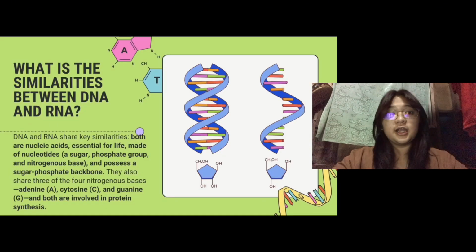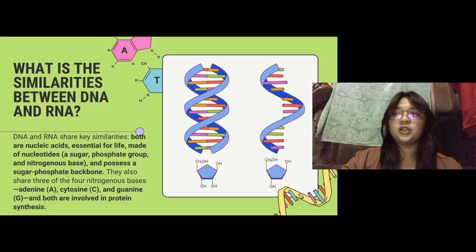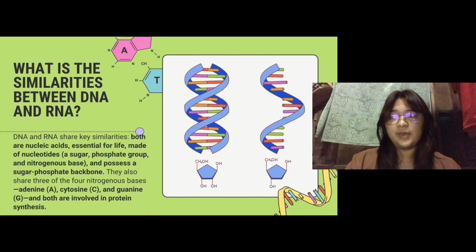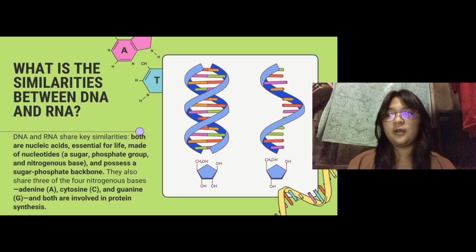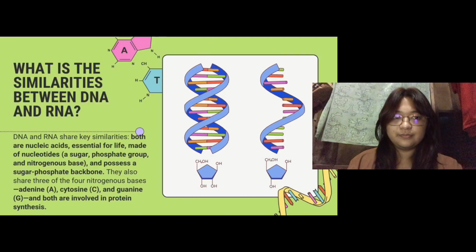So, what are the similarities between DNA and RNA? DNA and RNA share key similarities. Both are nucleic acids, essential for life, made of nucleotides, sugar, phosphate group, and nitrogenous base, and possess a sugar-phosphate backbone. They also share three of the four nitrogenous bases, which are adenine, cytosine, and guanine, and they are both involved in protein synthesis.